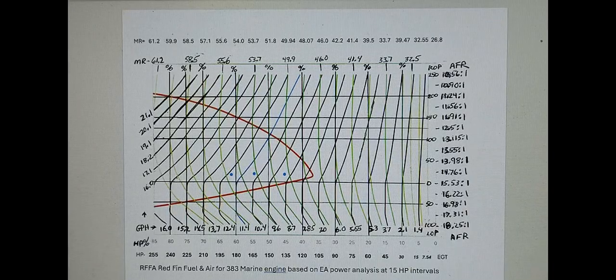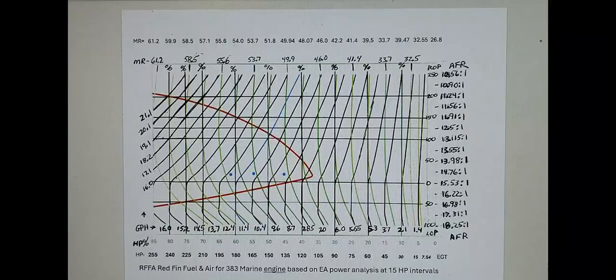Here I've combined all the data into a red fin fuel and air curve. So you can see the red fin right off. I've got the MR numbers across the top, and then I've got another set of MR numbers handwritten that line up with specific curves on the graph, so it's easy to figure out which MR number goes with which curve.